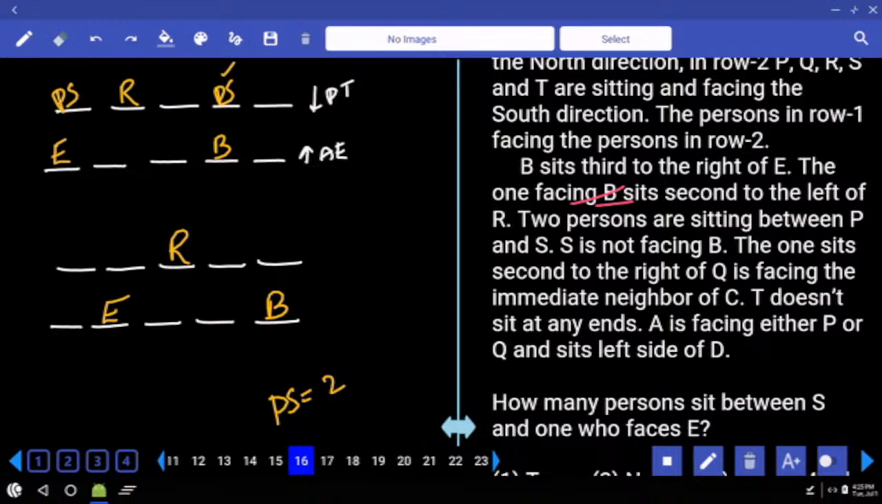Now 2 persons between P and S. S is not facing B. Now S and B are not opposite to each other. In this case, S is not opposite to P. Then if P is here, then S will be here. S is not opposite to P.